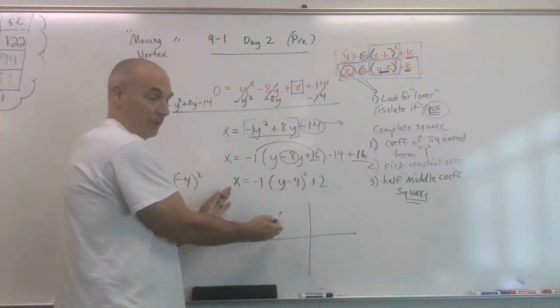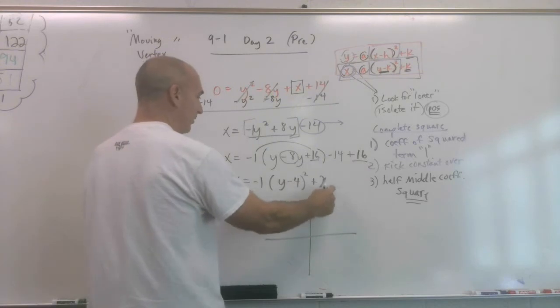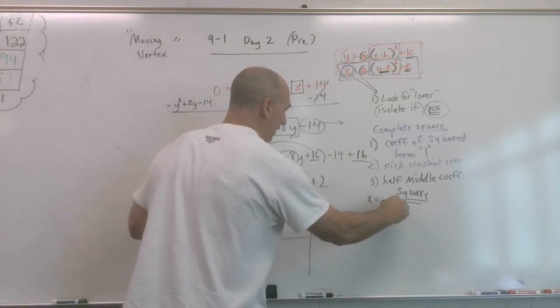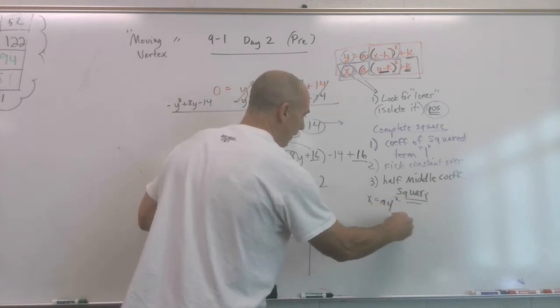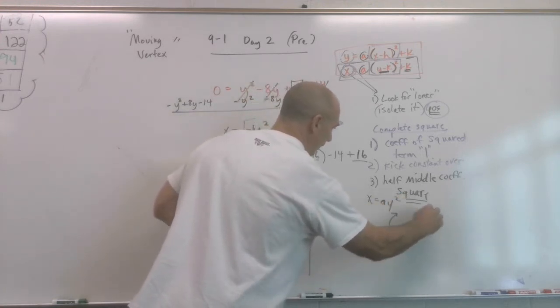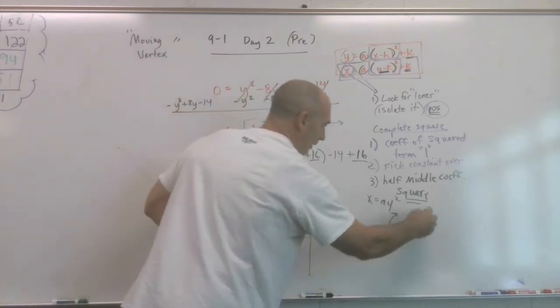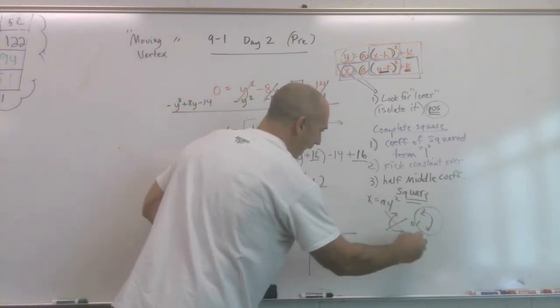This is even different. So first of all, this is an x equals y squared kind. So x equals ay squared, we know it's going to go like that, or it's going to go like this. Now I want you to notice something. My a is negative. You know what that means? It's going to be this, not that.